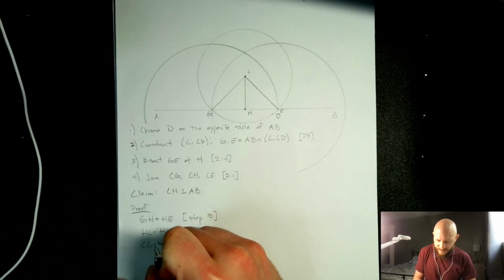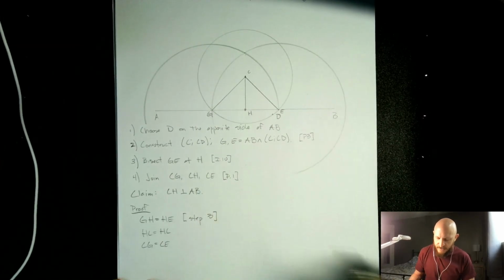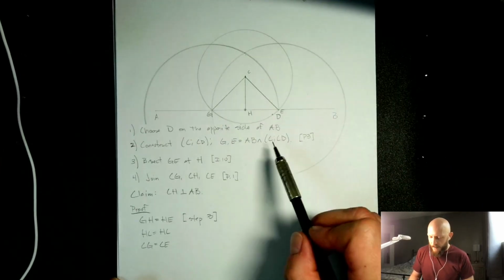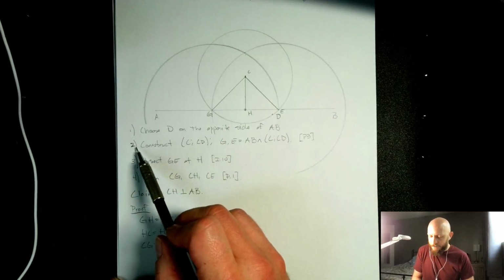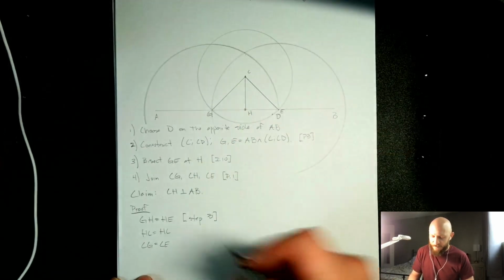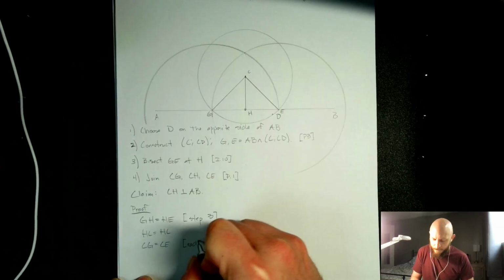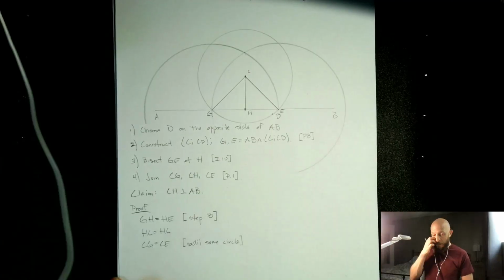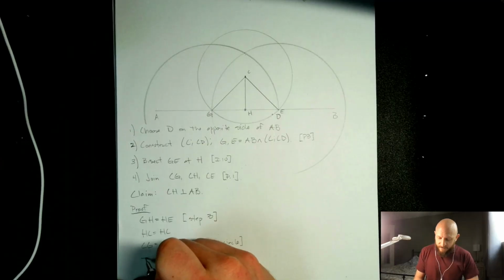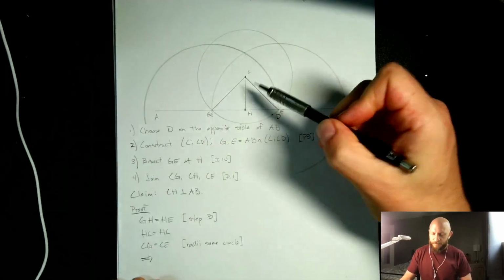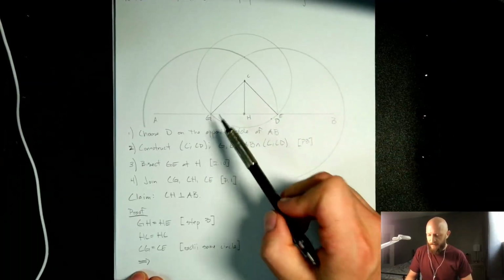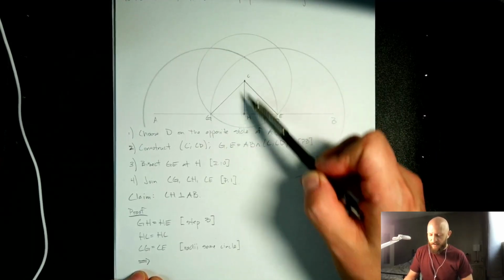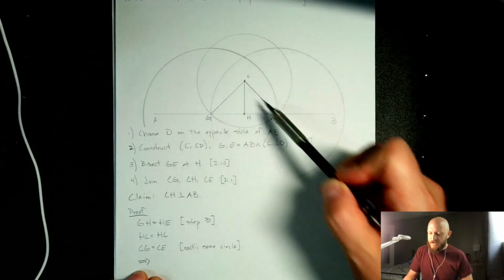We also know that CG is equal to CE. And that comes from step 2, because they're radii of the same circle. So, what does that give us? Let's take a look at what we just claimed. We claimed that GH is equal to HE, HC is equal to itself, and then CG is equal to CE.